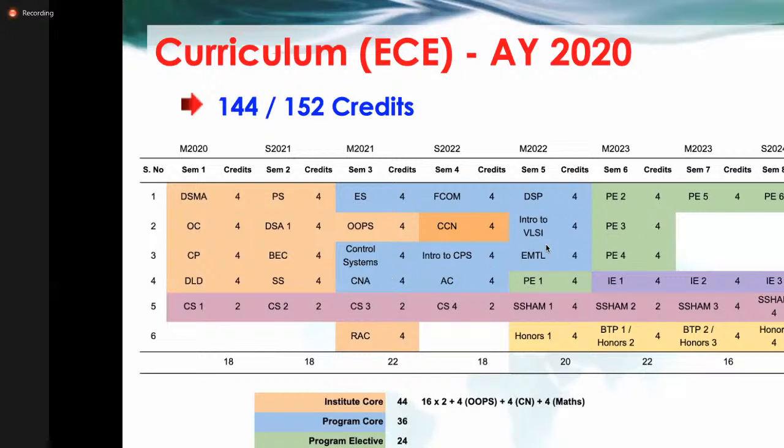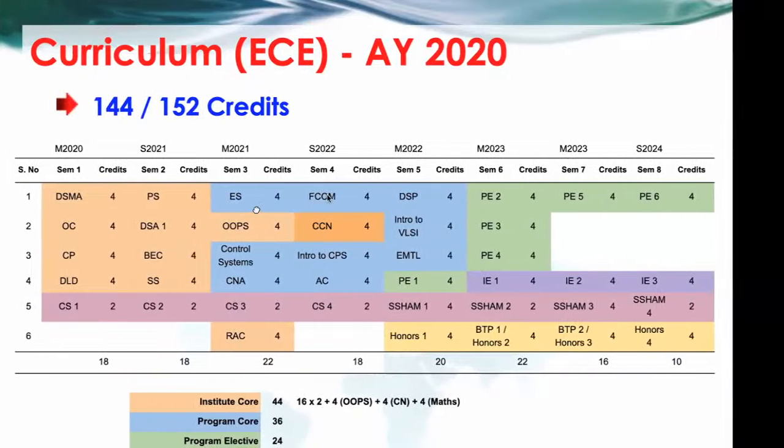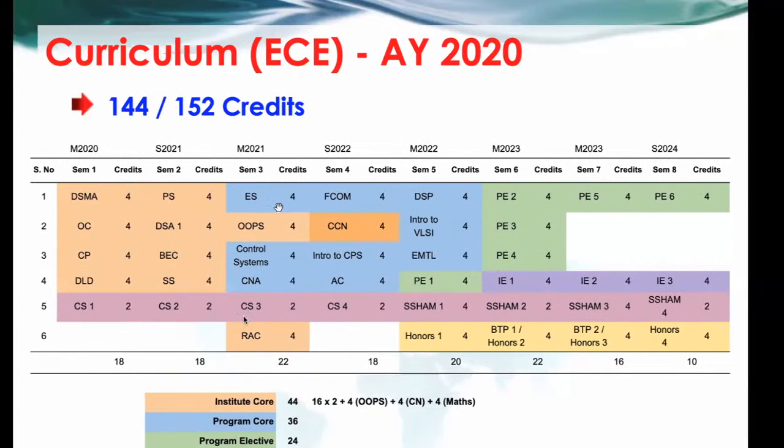These are all ECE specific courses, and the program electives will also be ECE specific program electives. And institute elective is common for both CSE and EC. And then look into this CS1, CS2. This is common. First four courses are common.